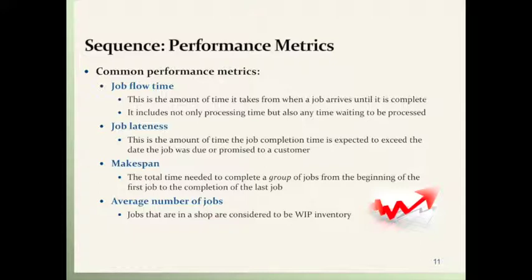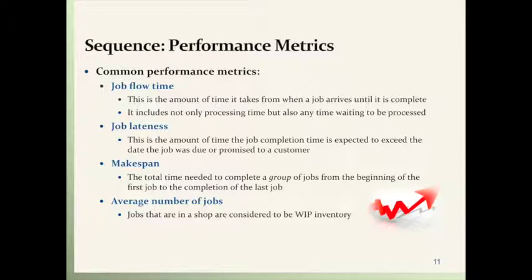Job lateness. That's the amount of time the job completion time is expected to exceed the date the job was due or promised to the customer. So the lady who took the order said, we can have it done in a week. Great. You plan it for a week, and suddenly, you didn't make it. So you could go through and just measure how many of my jobs are on time, how many are late. And then there's makespan.